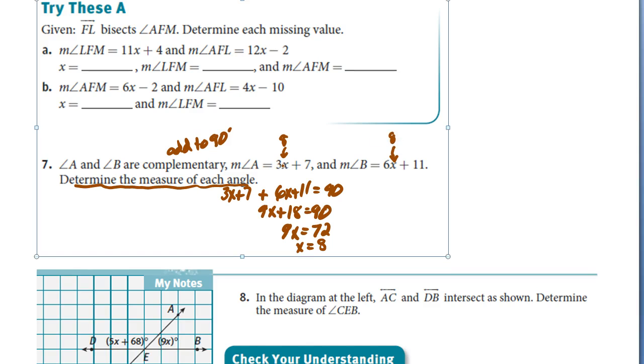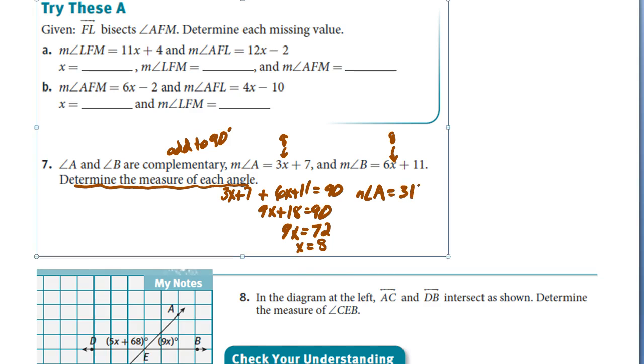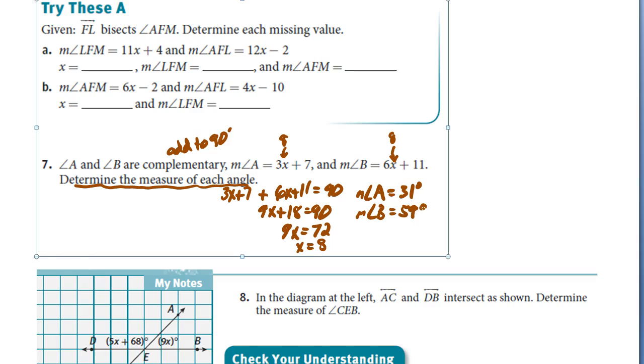3 times 8 is 24. 24 plus 7 is 31 degrees. So the measure of angle A is 31 degrees. Okay, now let's get the measure of angle B. 6 times 8 is 48, and 48 plus 11 is 59. We can do a quick check and make sure that these two numbers do add up to 90.